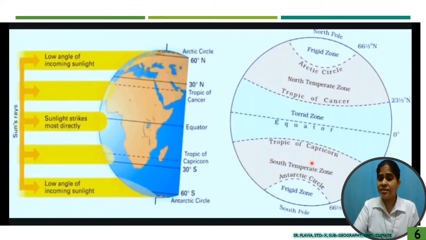So also for India, half of India lies in the tropical zone and half of India lies in the North Temperate Zone. So the states which lie in the tropical zone experience greater heat than those states which lie in the North Temperate Zone.